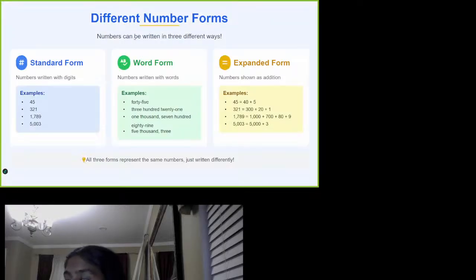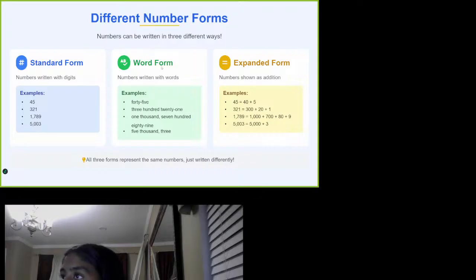So numbers can be written in various forms, more specifically 3. The first is standard form, which is written with the digits that we just practiced with. For example, there's 45, 321, 1,789, and 5,003. These are all composed of digits only.